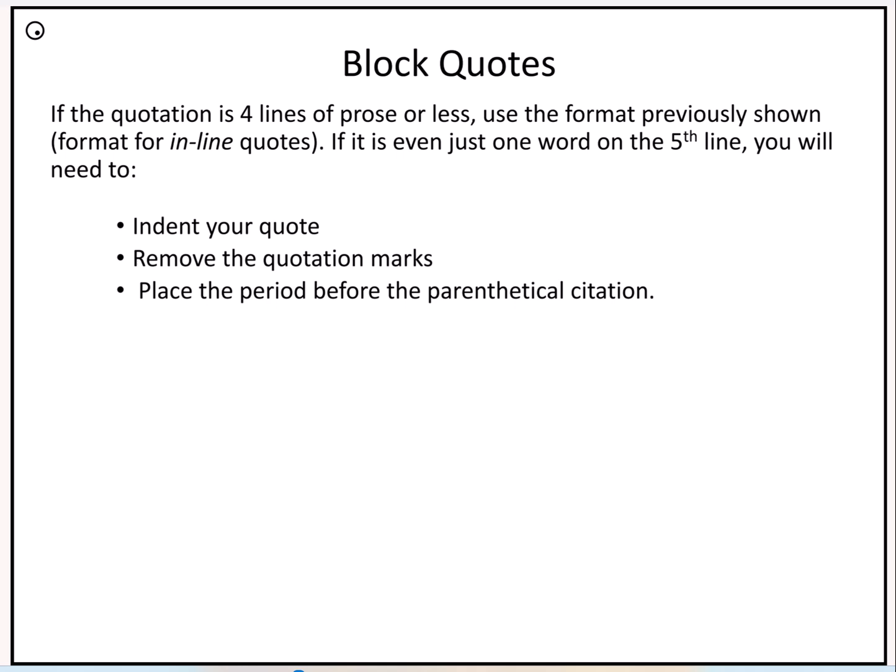Okay, so what we saw previously works well for quotations that are 4 lines or less. What that means is if you can go from the left margin to the right margin of your Word document and it is 4 lines all the way across, then you would use the quotation style that we just saw. However, the minute you hit the 5th line, we have to do what's called block quotes.